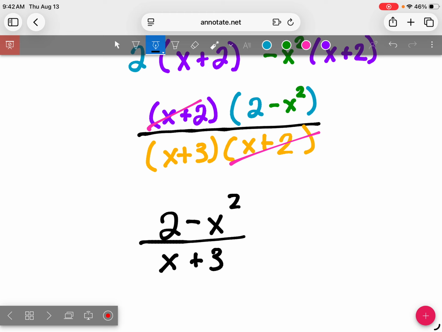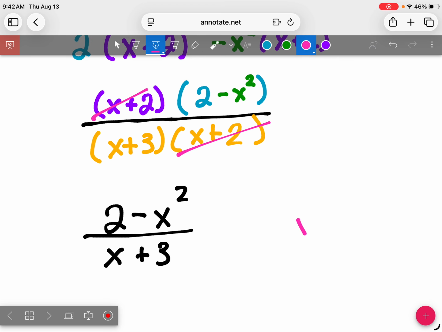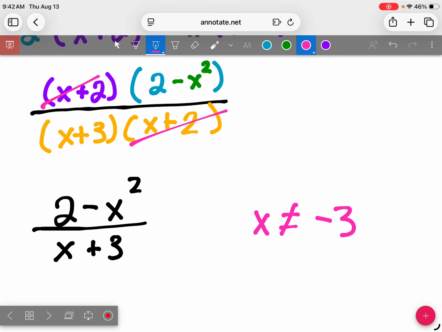We're going to end on this one. So let's find our domain restriction, and then we'll be done. What cannot be the value of x? X cannot be negative 3. Or negative 2, because our factored form has that here. So x cannot be negative 2.